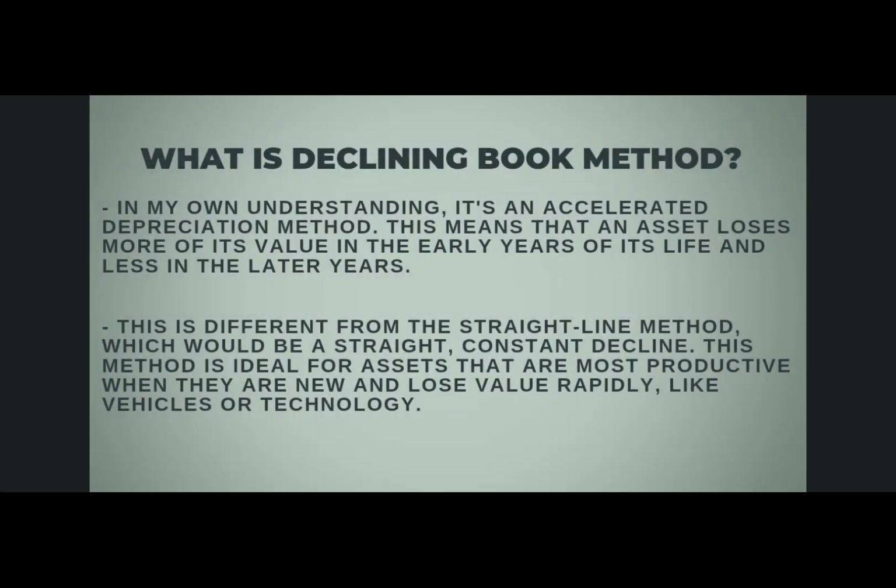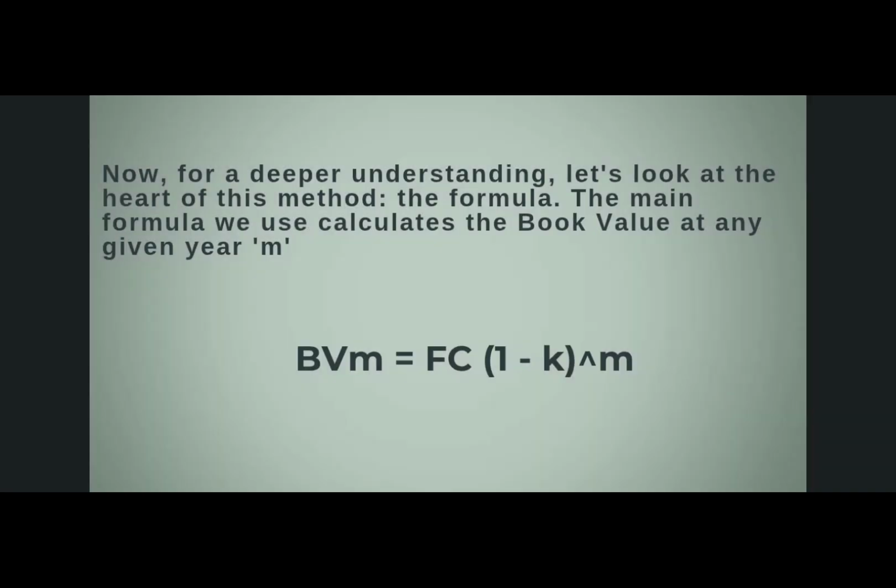In my own understanding, it's an accelerated depreciation method. This means that an asset loses more of its value in the early years of its life and less in the later years. This is different from the straight line method, which will be a straight constant decline. This method is ideal for assets that are most productive when they are new and lose value rapidly, like vehicles or technology. Now, for a deeper understanding, let's look at the heart of this method, the formula.